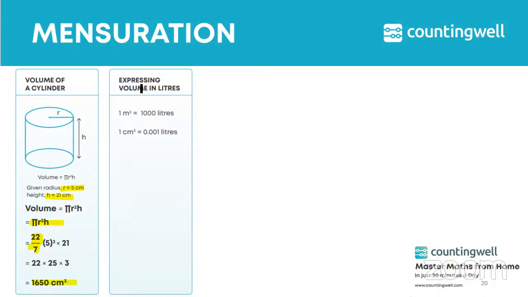Now, if you want to express volume in liters, for example, what is the volume of water capacity for this cylinder? So you cannot express it in meter cube or centimeter cube. For that, you have to convert it into liters or milliliters and so on. So 1 meter cube is nothing but 1000 liters, whereas 1 centimeter cube is 0.001 liters.